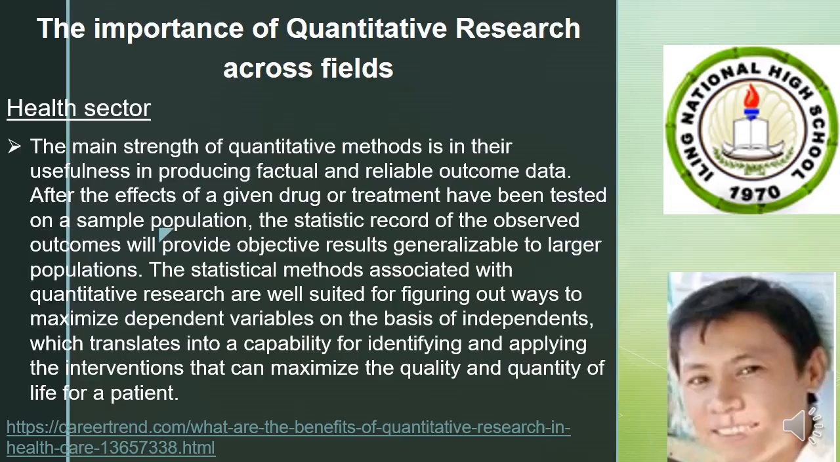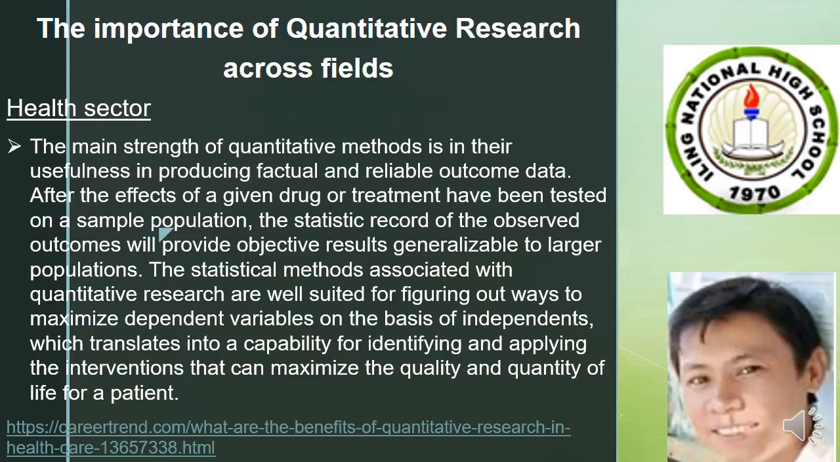O, halimbawa nga natin doon sa mga vaccine, no? Sinampol yan sa iba't ibang population ng mundo. The statistics record of the observed outcomes will provide objective results generalizable to larger populations. Nung makita na effective naman at maganda ang result at pipigilan ang pagkalat sa katawan ng virus, pinayagan na para magamit ng World Health Organization o ng WHO ang mga bakuna na yan.